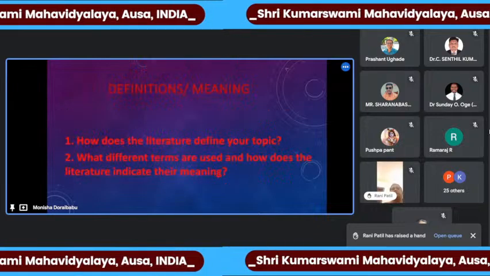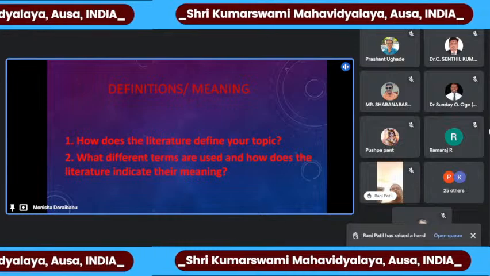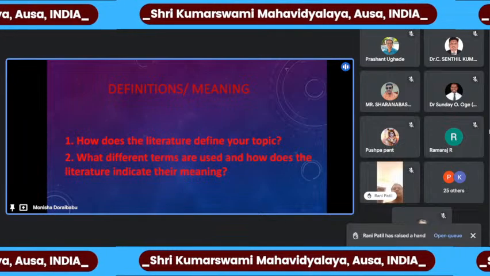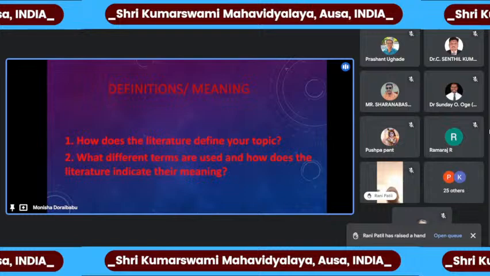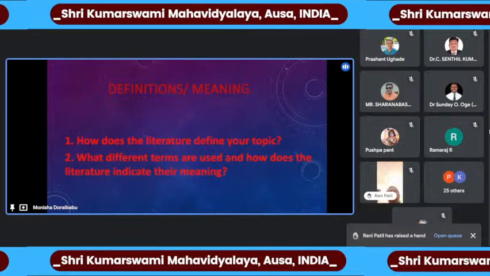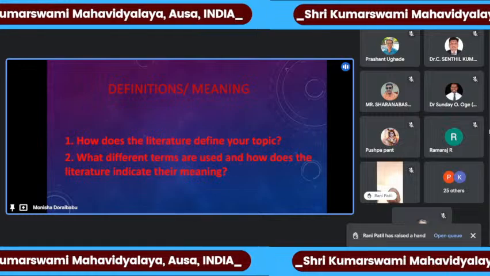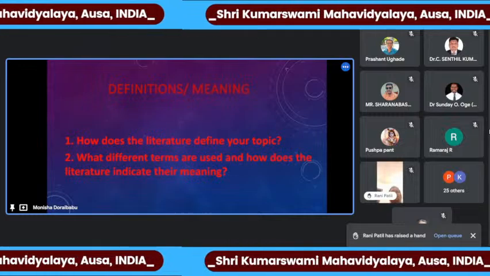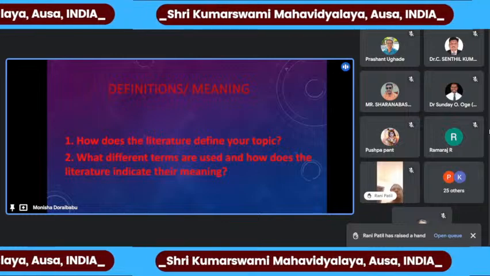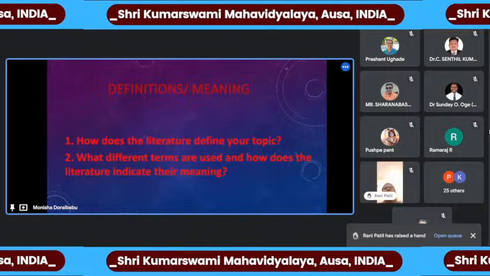Next one, definition and meaning. It is not just a definition, it is a kind of concept, a kind of justification of the research topic you are going to give. The first one, how it is going to be relevant to your topic. Next one, what are the different viewpoints of the topic you can take from that research.